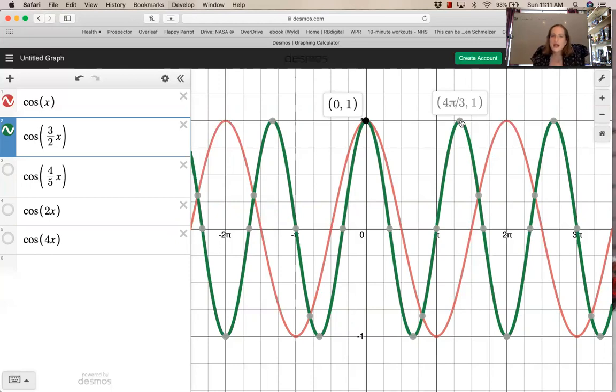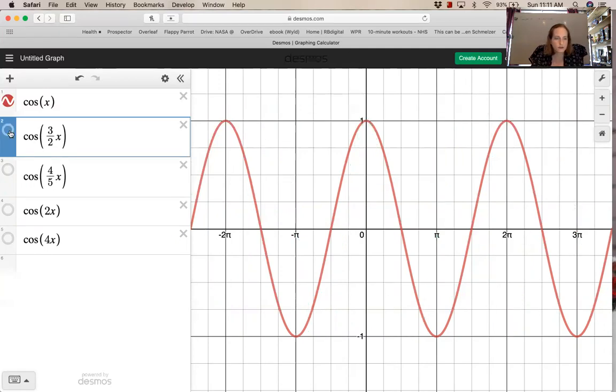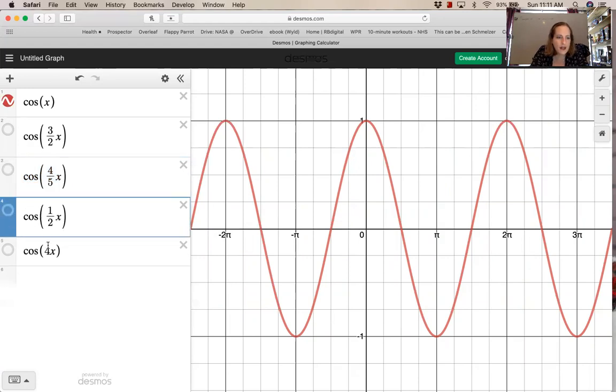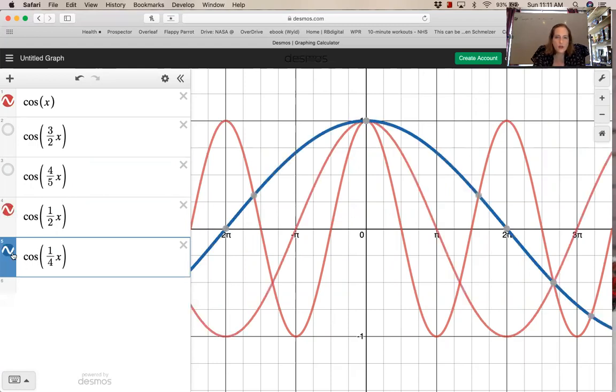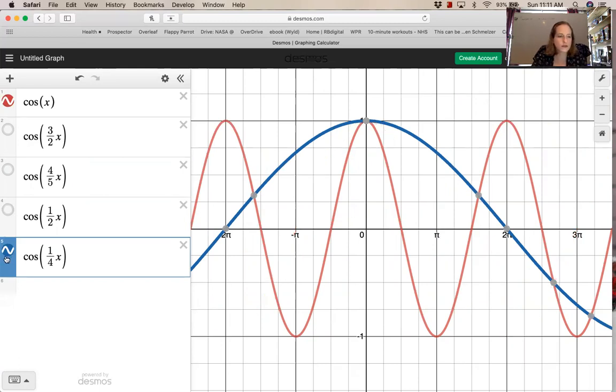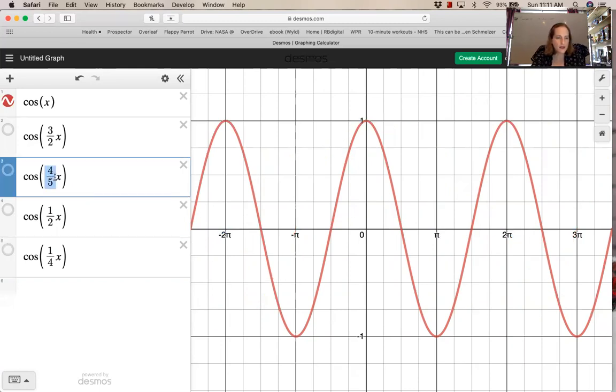Now that's handy, but we also want to come up with a way to just look at something and figure out what the period is without graphing it. So we're going to come back to that here in just a second. But let's look at our second example here, 4/5 x, so cosine of 4/5 x. Now remember, when we looked at cosine of 1/2 x and cosine of 1/4 x, what did we see? We saw those periods get wider, our periods get longer. So I would expect this, 4/5 x, to get longer, for our period to get longer.